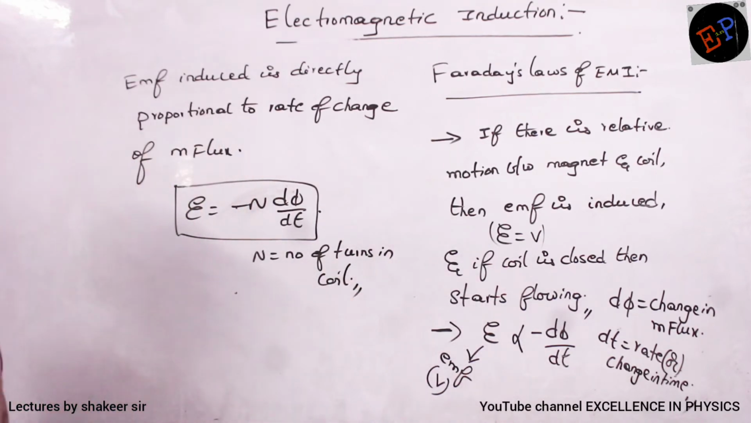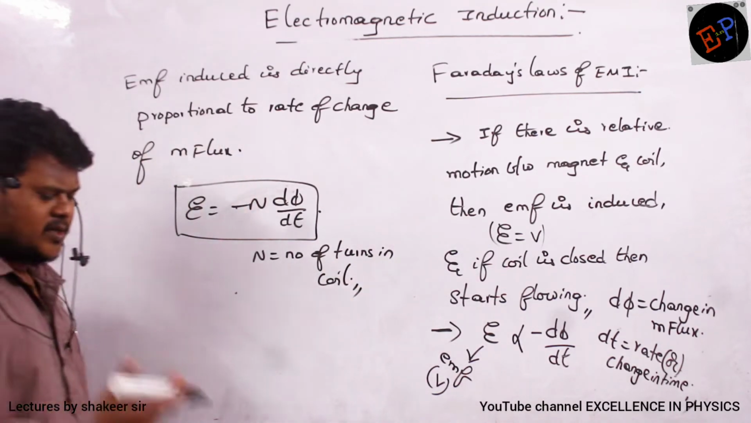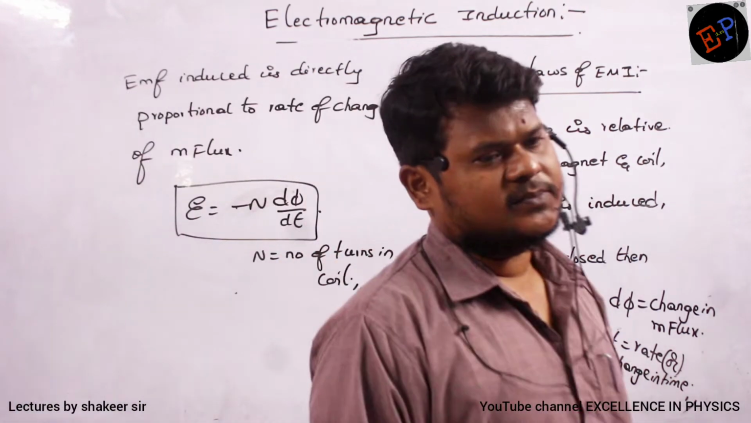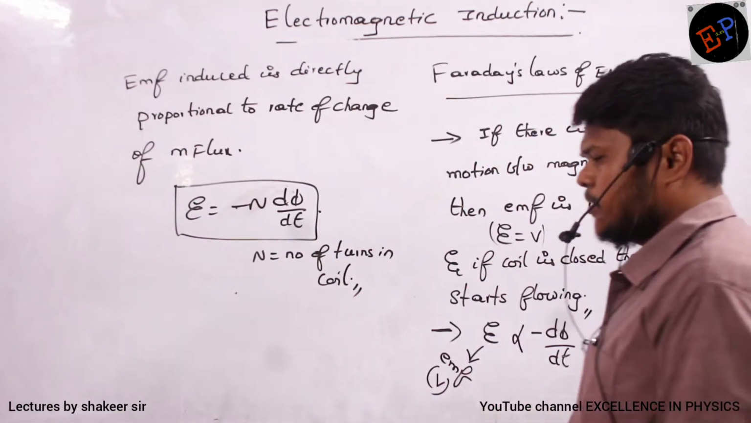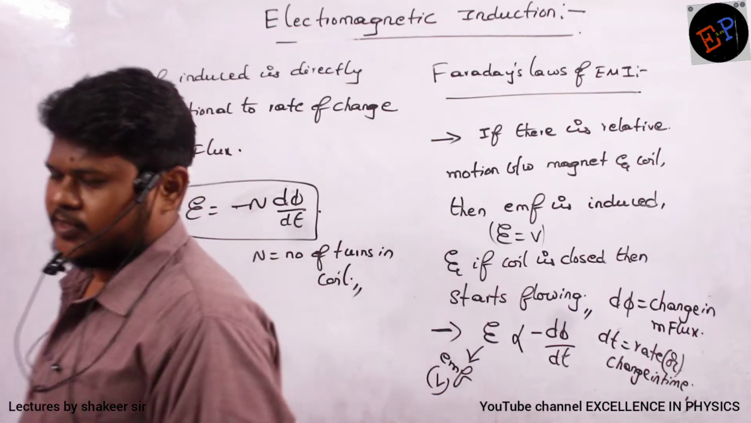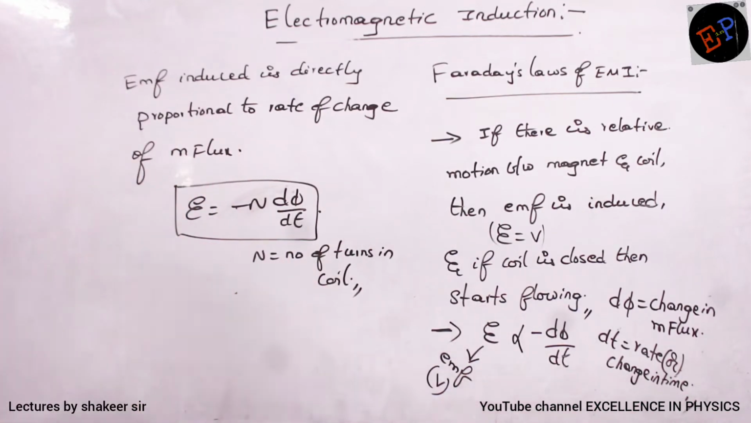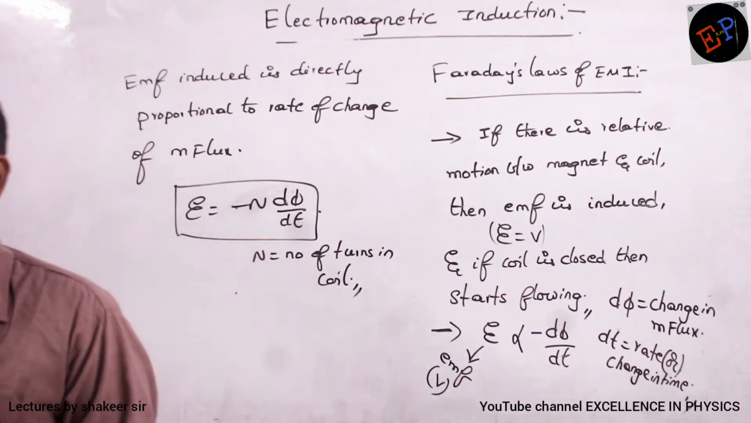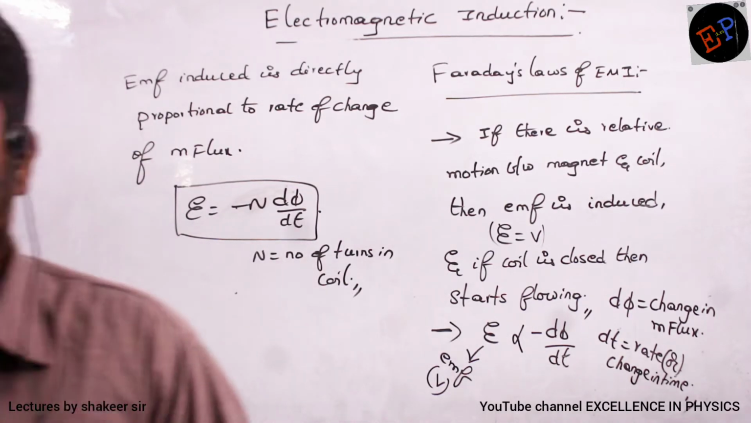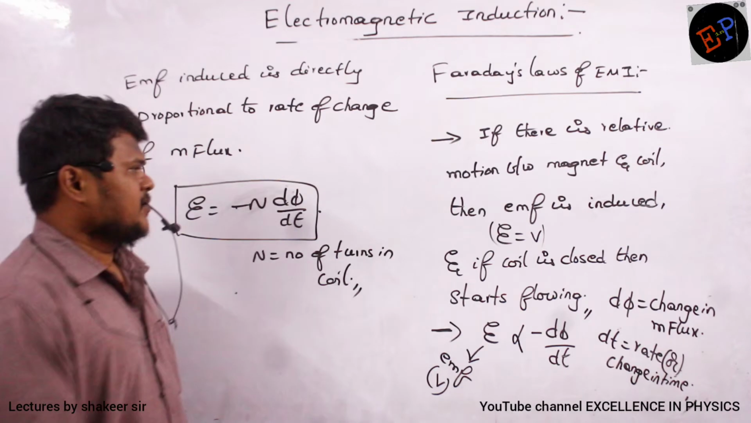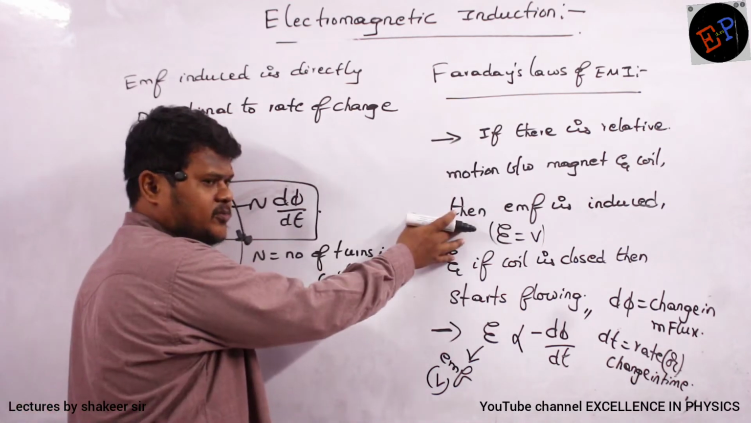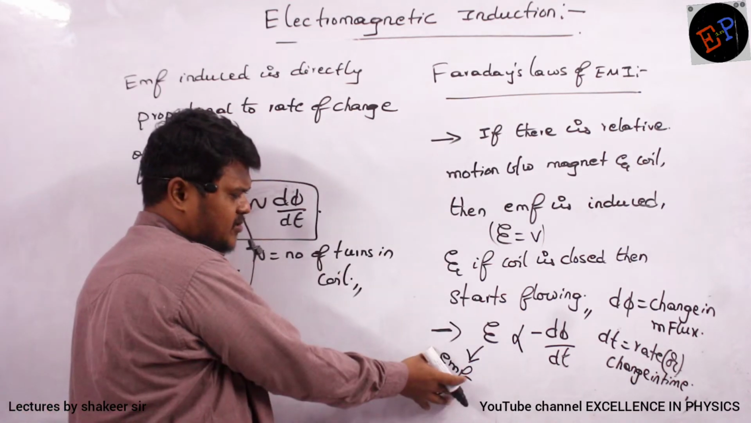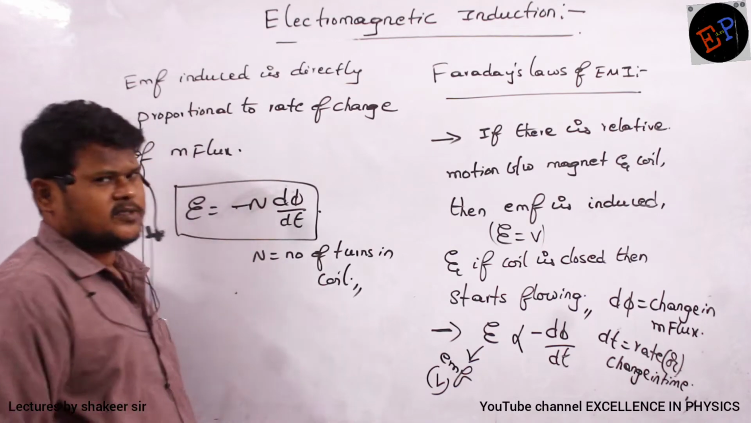Okay? So if there is only one turn, you can just write E is equal to minus dΦ by dt. If there are two turns, 2 into dΦ by dt. N number of turns, N into dΦ by dt. That's it. So this is about the two statements which are given by Michael Faraday. Clear? First law is that there should be relative motion. If there is relative motion, this is the amount of EMF which is produced.